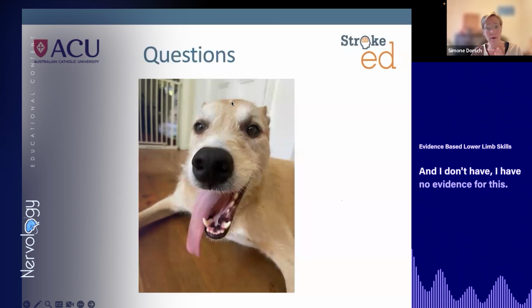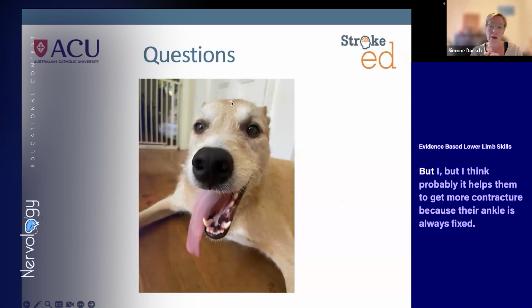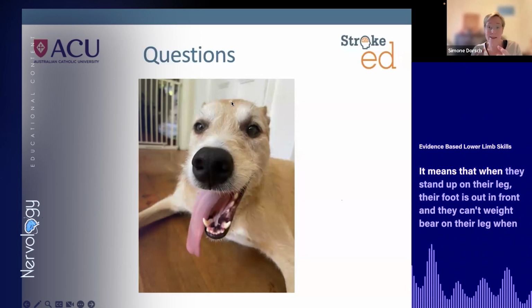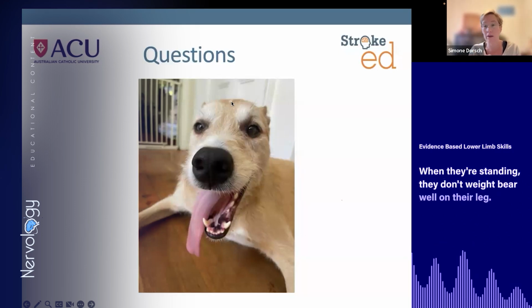And I have no evidence for this. This is not evidence, but I think it probably helps them to get more contracture, because their ankle is always fixed at that angle and they don't go into dorsiflexion. It means that when they stand up on their leg, their foot is out in front and they can't weight bear on their leg when they stand up. When they're standing, they don't weight bear well on their leg.